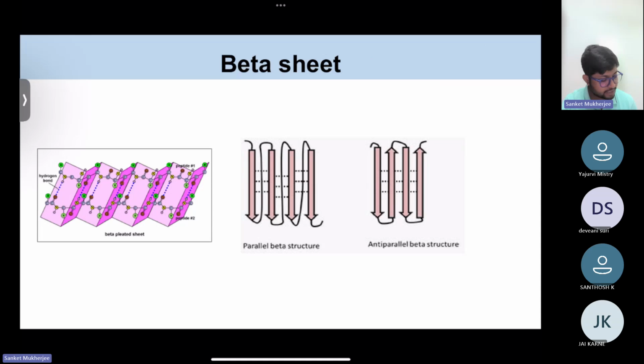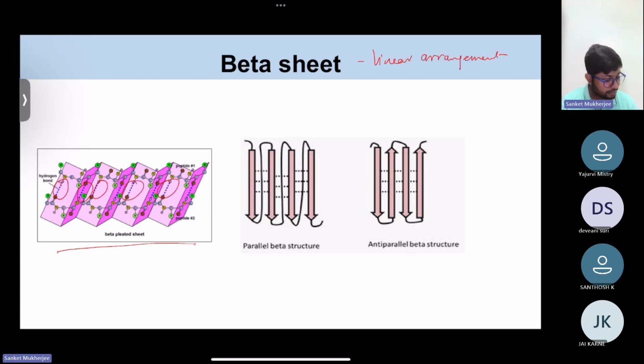So then there is the beta sheet. In case of the beta sheet, it's a linear arrangement of protein, right? And if you see this beta pleated sheet, two adjacent beta sheets are joined by hydrogen bonds. If you see in the middle, they are joined by hydrogen bonds, right?